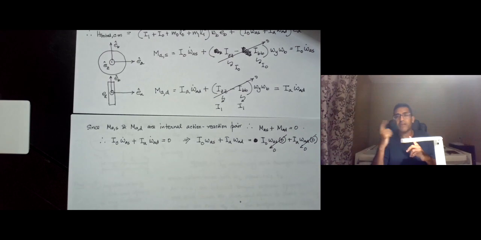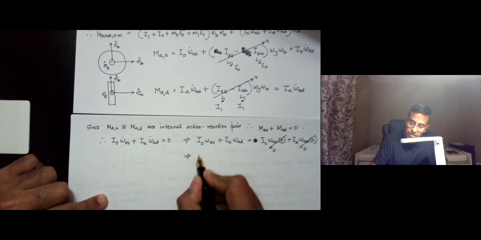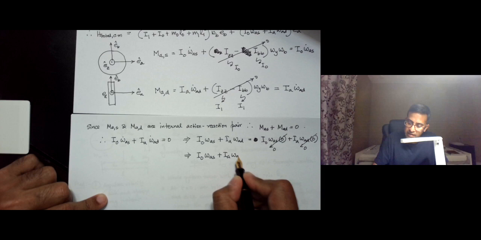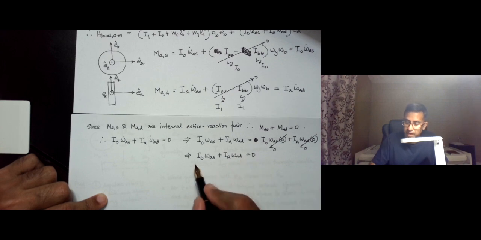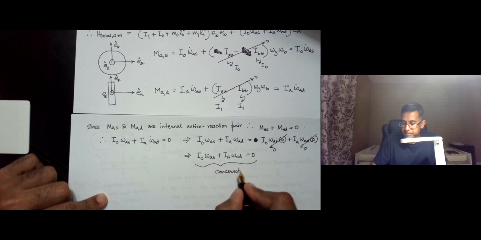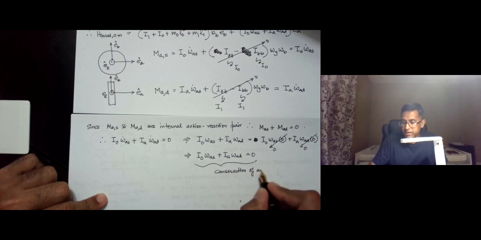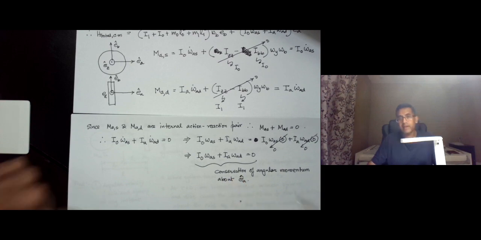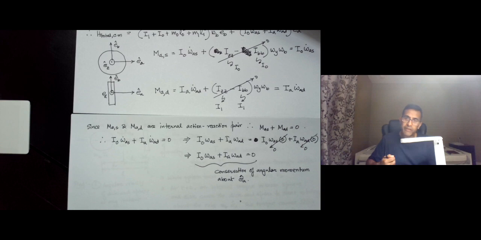They just have a rotation about the EB axis. And because of this, we can then conclude that I0 omega AS plus IA omega AD is equal to 0. Now this is nothing but the conservation of angular momentum about EA.